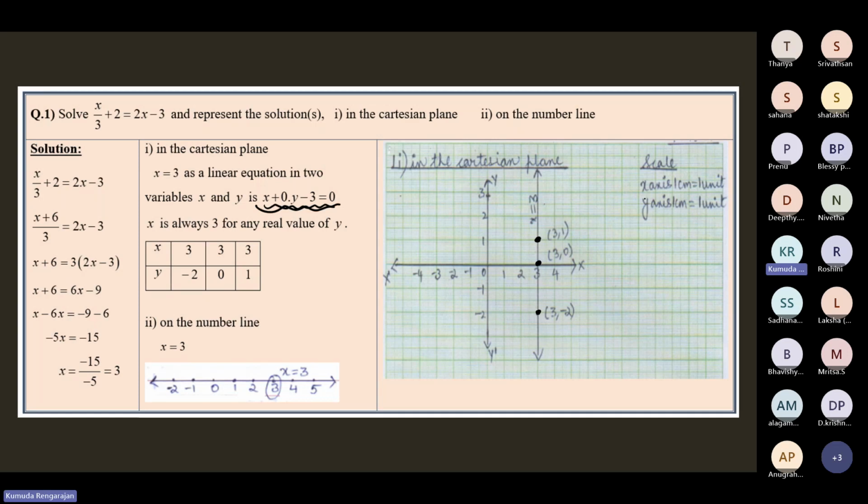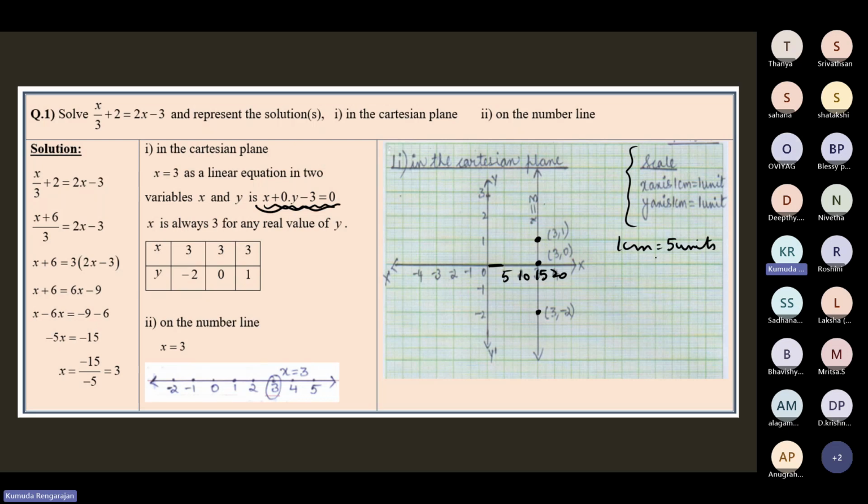Now, when you make this graph, the mandatory thing is the scale. The scale is very important. On the x-axis, 1 centimeter is 1 unit because you have marked 1, 2, 3, 4, 5, 6, and so on. See, supposing I mark 5, 10, 15, 20 like this, then the scale is 1 centimeter is equal to 5 units.